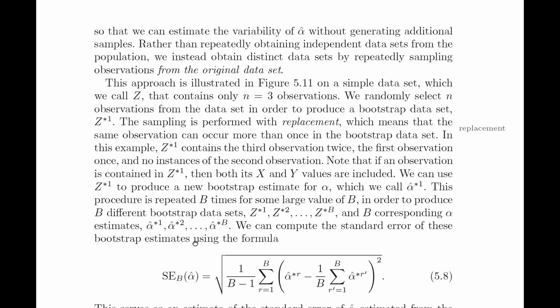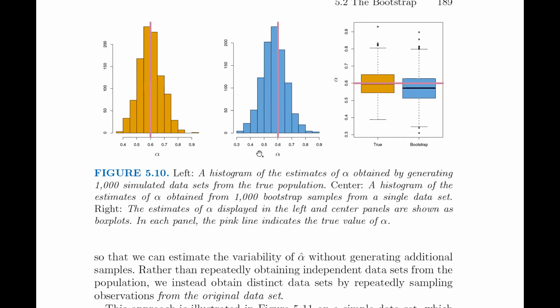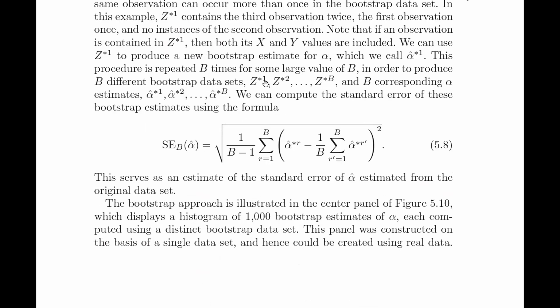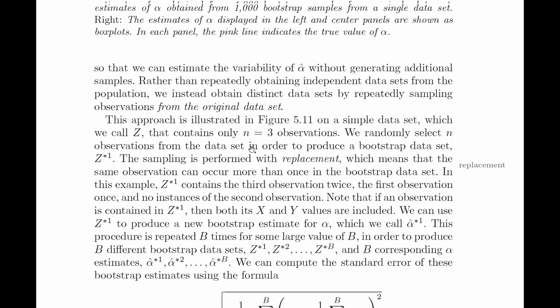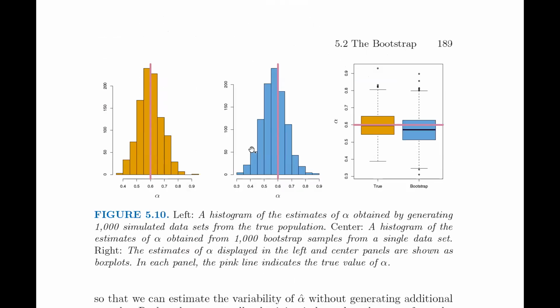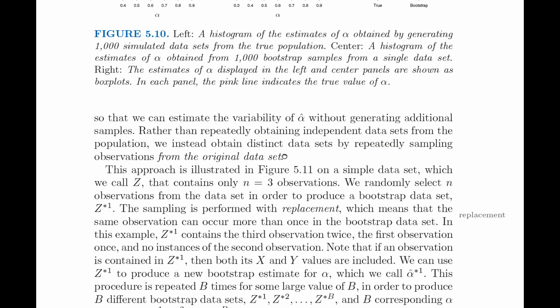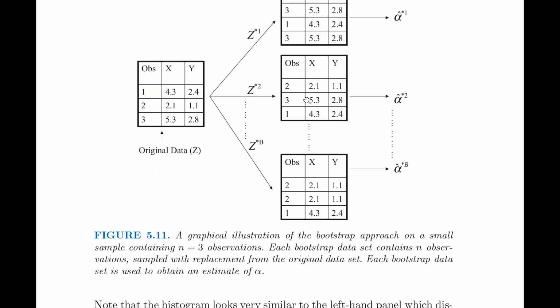And this is now what we create over here. We've done it 1,000 times as well. So we've done from Z asterisk 1 to Z asterisk 1,000, bootstrapping the 100 observations, assuming that your data set has 100 observations.